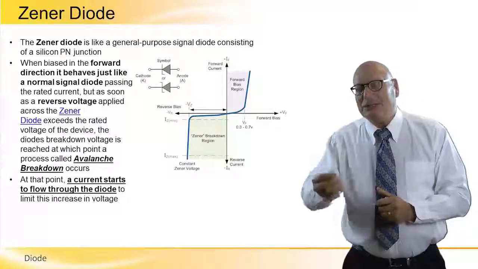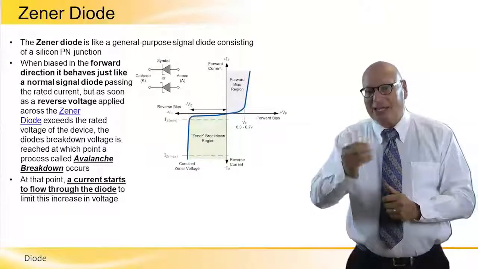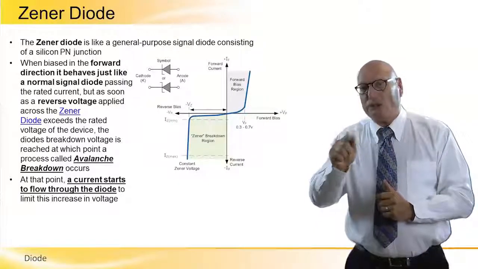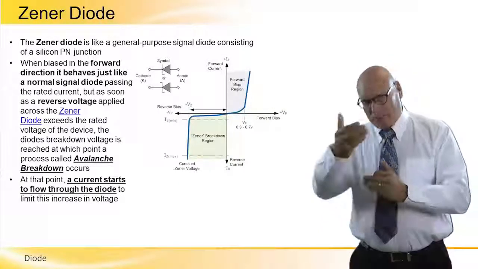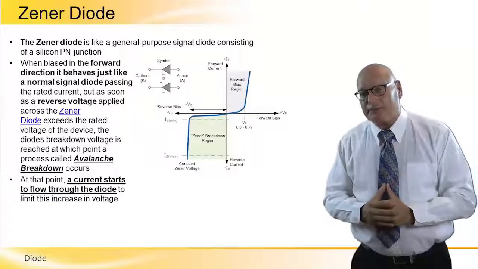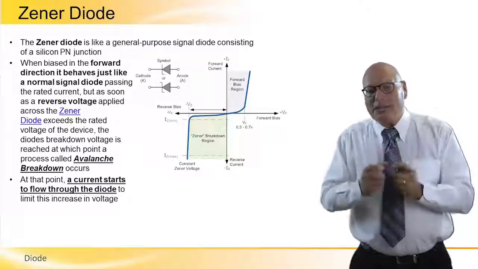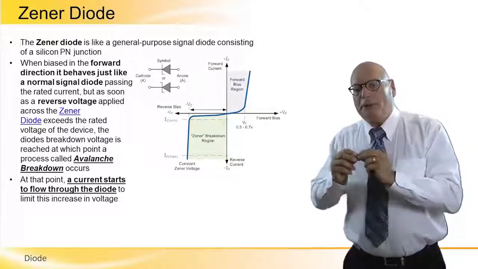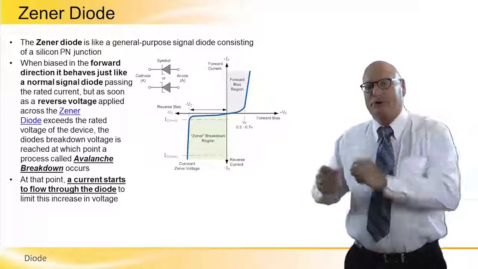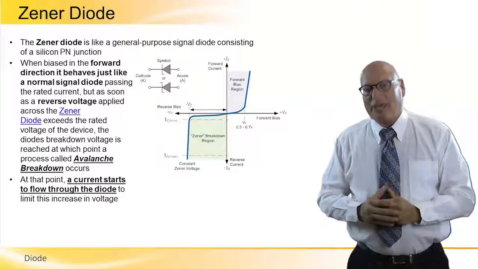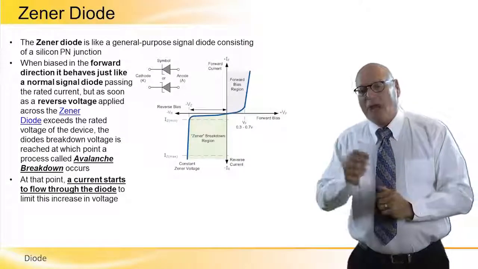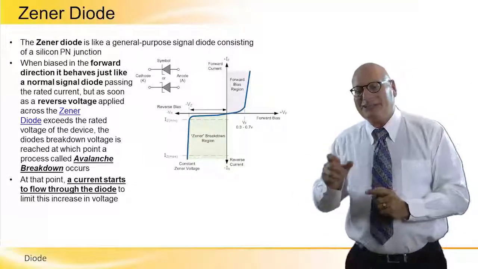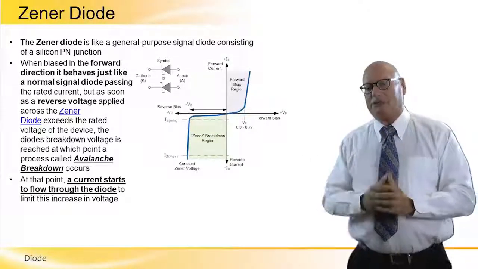But as soon as the reverse voltage applied across the Zener diode exceeds the rated voltage of the device itself, which is specified in the technical specification, the diode's breakdown voltage is reached, at which point a process called avalanche breakdown occurs. At that point, a current starts to flow through the diode to limit this increase in voltage.